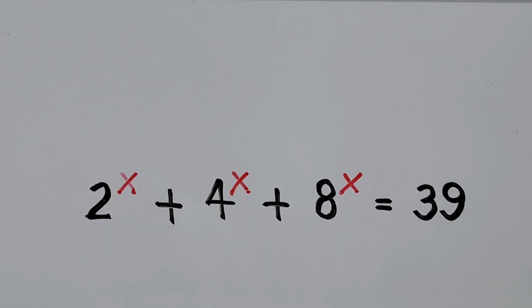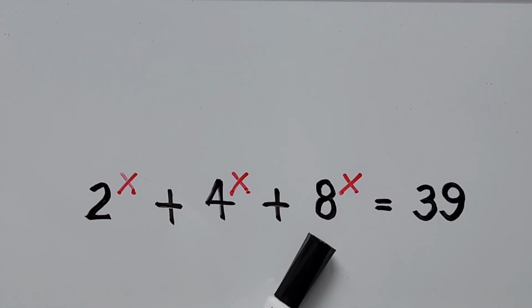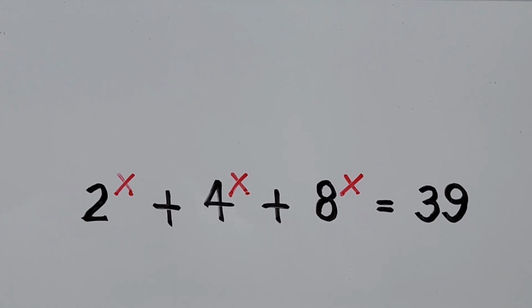Hello everyone, we have here a nice exponential equation: 2 to the power of x plus 4 to the power of x plus 8 to the power of x equals 39. And obviously, we're looking for all the solutions to this equation. So how are we going to solve the equation?